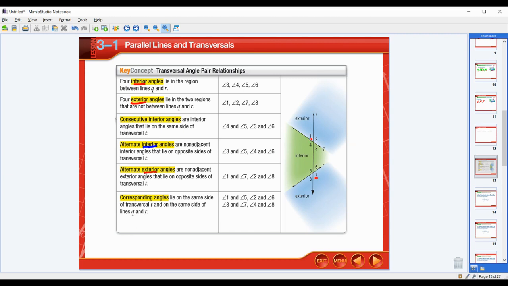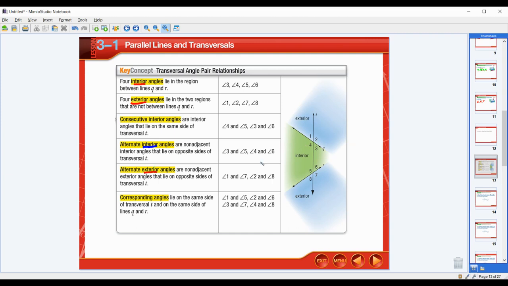Exterior angles are on the outside. So angle 1, angle 7 here, you can see both of them are on the outside. And we have this transversal here. They're on opposite sides of that transversal. Likewise, for 2, and if we come to the other outside here, go across the transversal, 2 and 8. 2 and 8 would also be alternate exterior angles.